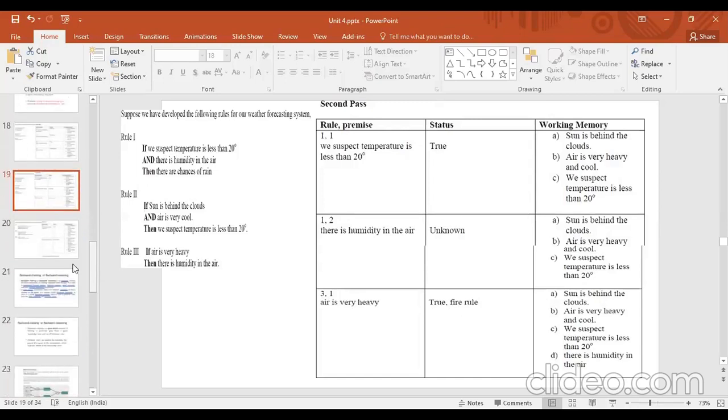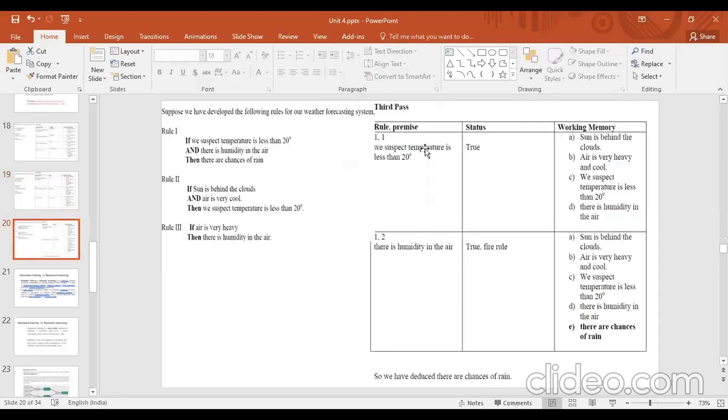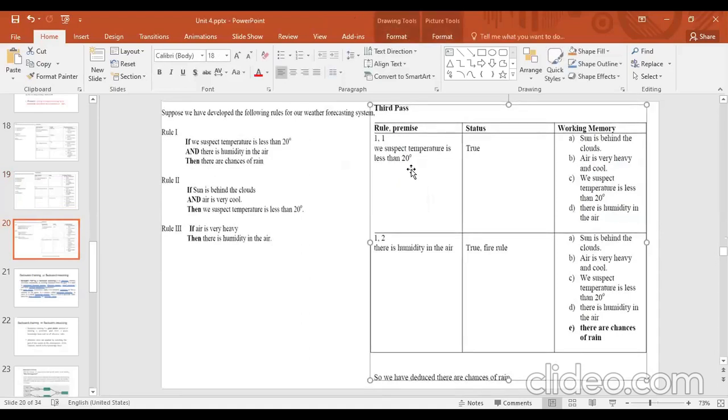Now the third pass. Okay. Now the first rule and the third rule are added in our working memory. Now the third pass, that is we suspect temperature is less than 20 degree. Okay. Now I have to check rule number 1. And then my working directory or working memory is changed because we had the initial first two facts. Now we have proved the two facts and we have added them in the working directory. Right.